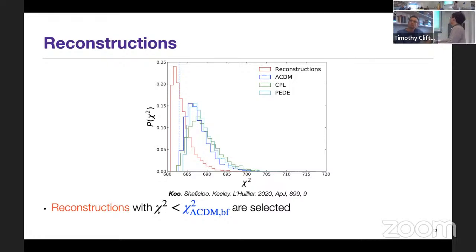So you can see the red distribution on the left of the figure, and you can see the blue dashed line. I chose only the red reconstructions which have a chi-square value lower than that blue dashed line, and I'm going to use them for showing the possibilities around the lambda CDM. This figure shows the reconstruction with only 1,000 iterations, but I chose reconstructions even with the number of iterations lower than 1,000.